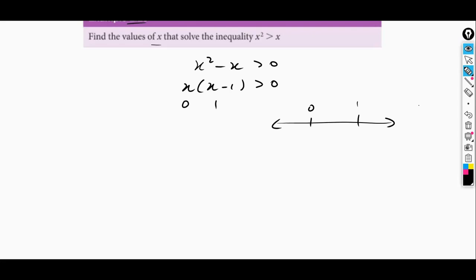So to the left of 0, -1, we can test. And notice that if we plug in -1 here, we're going to get a positive value. If we plug in 0.5, we're going to get a negative. If we plug in something larger than 1, like say 2, we're going to get positive. So this gives us the intervals that solve this inequality, being that x would be less than 0 or x greater than 1.